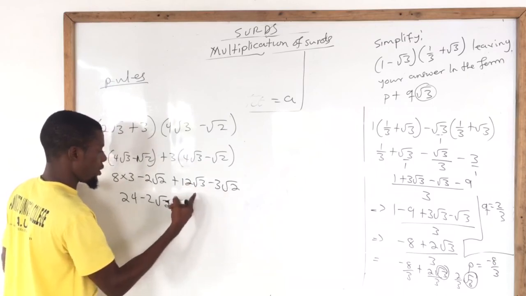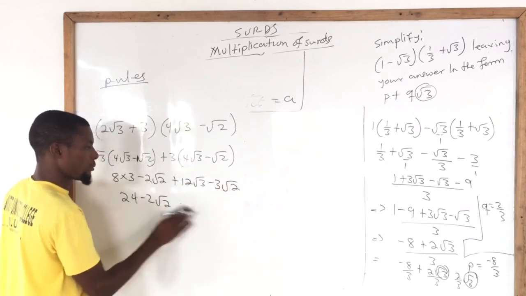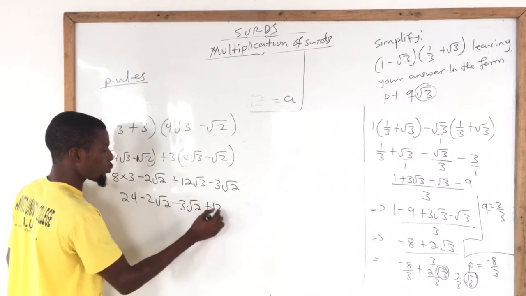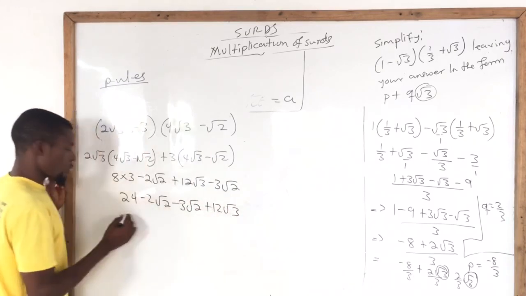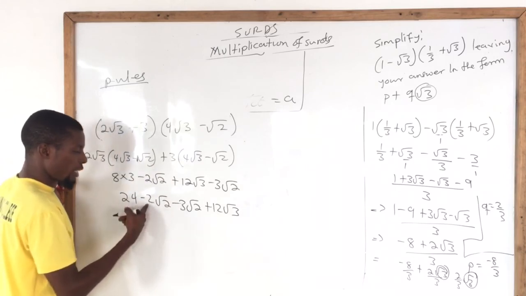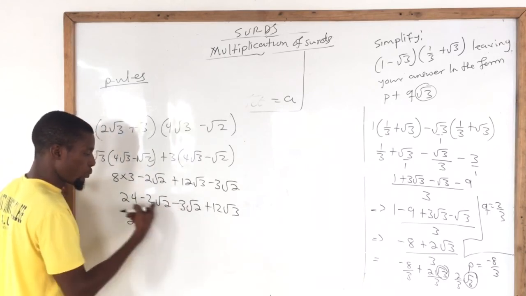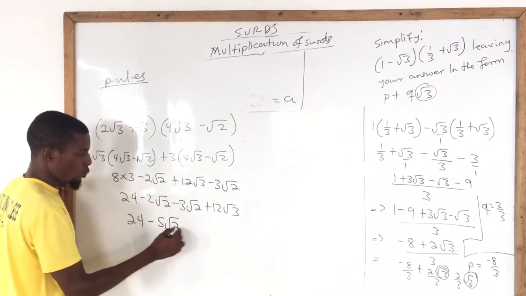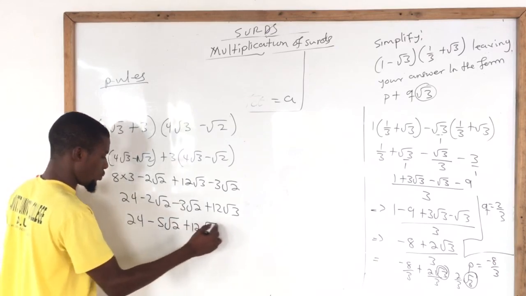Okay, let me group like terms. This comes here, so I have minus 3 root 2, then plus 12 root 3. So I have 24 minus 2 root 2 minus 3 root 2. Minus 2 minus 3 will give me minus 5. So I have minus 5 root 2 plus 12 root 3.